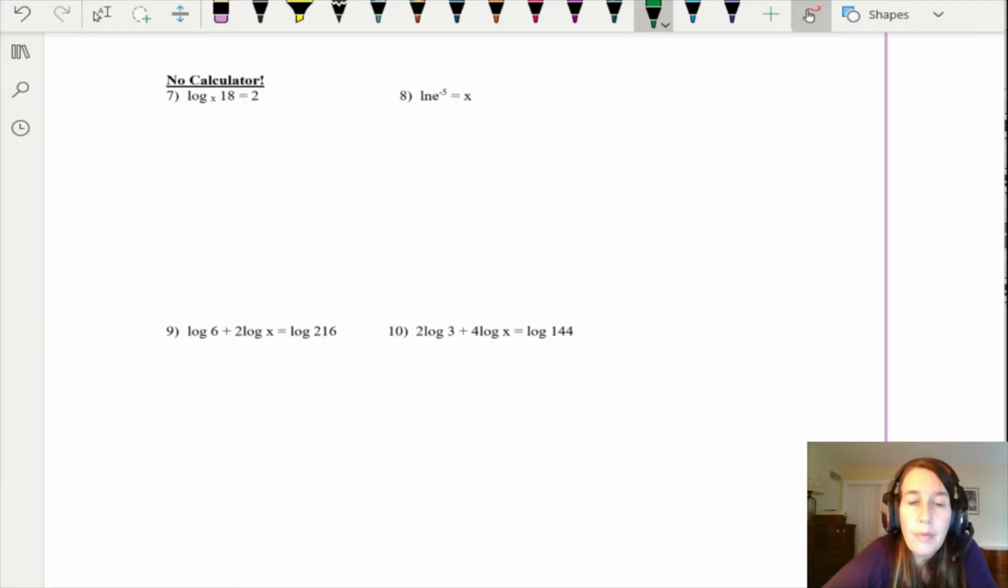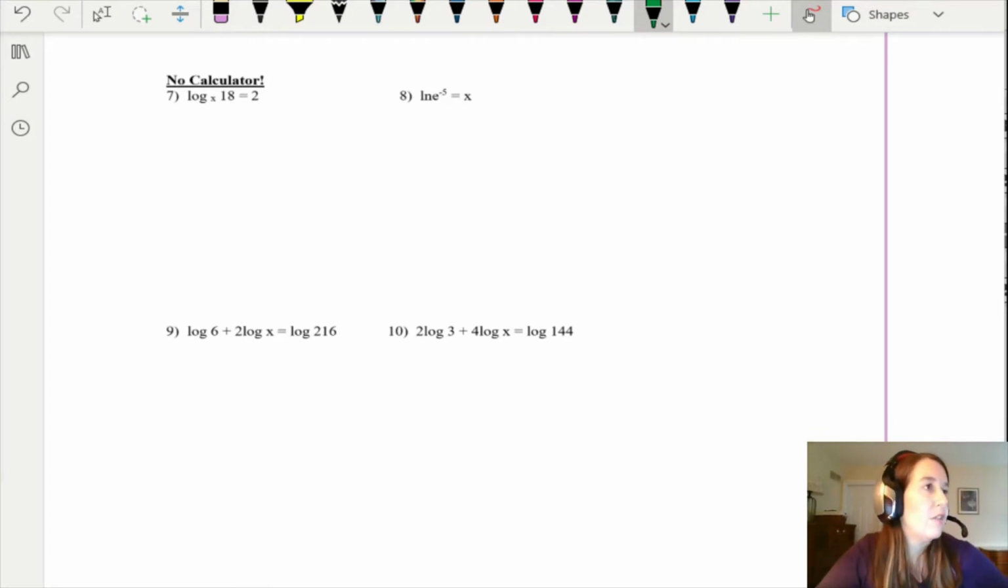So to finish up the 6.6 practice answer key, it looks like we have four problems where they say no calculator allowed. Okay, so great. I'm not going to have to use my calculator. That probably means my answers are whole numbers or good numbers that I can leave.